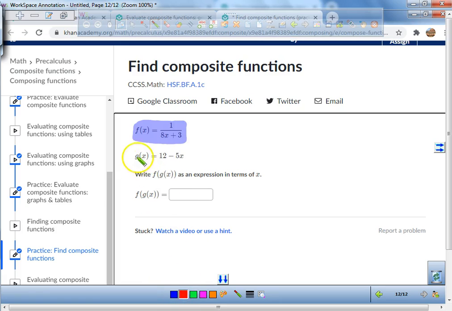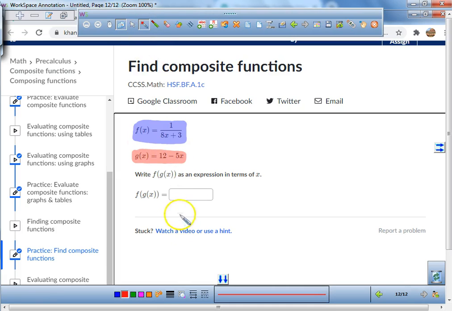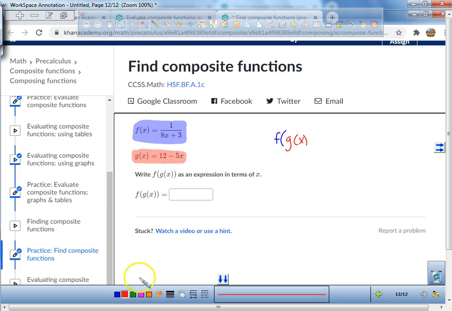We're going to make g of x our red function right there. Okay? And this one says write f of g of x. So I'm going to put f of g of x. So what am I going to be doing? I'm going to be taking the red function and I'm going to be plugging it into the blue function.